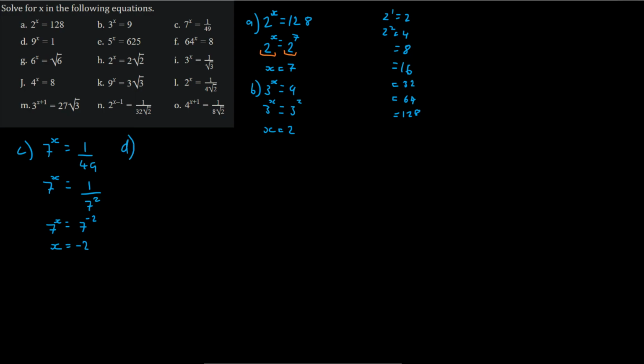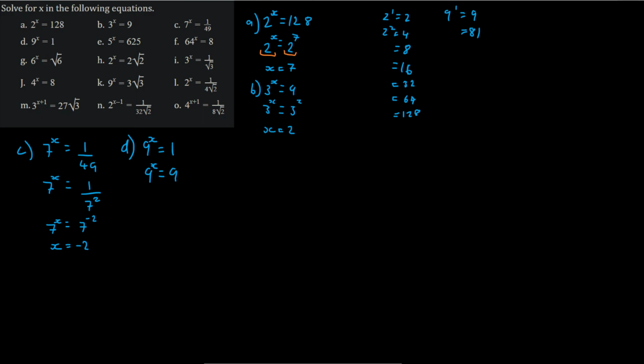Now I'll do D actually. D is quite a nice one as well. We've got 9 to the power of x equals 1. We want to make the bases the same. Let's see, 9 to the power of x equals 9 to the power of... How do you make a 1 with 9? I'll just do that over here maybe. 9 to the power of 1 is 9. 81. No, that doesn't work.